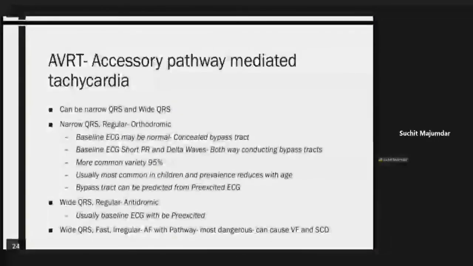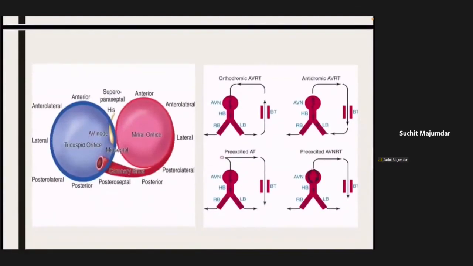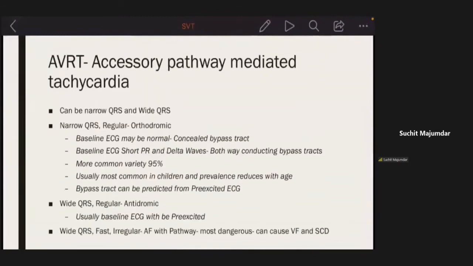Now coming to AVRT, which is accessory pathway mediated tachycardia. I am discussing mostly the narrow QRS part of it. Narrow QRS is called orthodromic tachycardia. Orthodromic means, if you see the figure, the antegrade limb of the tachycardia circuit comes down to the His-Purkinje system, so it is synchronized and narrow QRS. That is the most common form of AVRT, and it is called orthodromic AVRT. The other forms, like antidromic AVRT and pre-excited AVRT, are all wide QRS, and I will not be discussing them here.